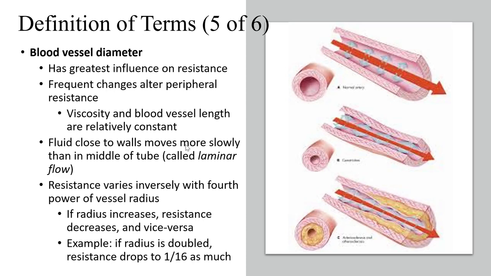Blood vessel diameter. Okay, this would definitely have a greater influence on resistance. Now, frequent changes in the blood vessel diameter would change how blood passes through it. Viscosity and blood vessel length are relatively constant, but your blood vessel diameter could change because there are several factors in the body that could make your blood vessels constrict or dilate. Therefore, it is never constant.